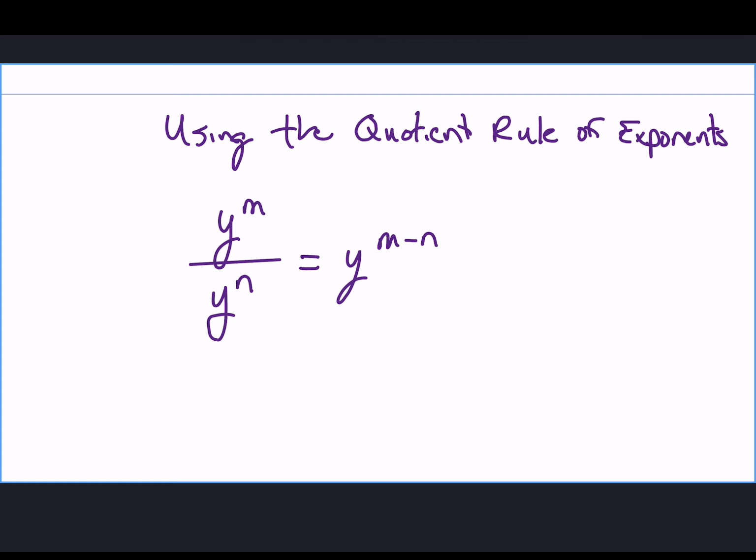So m is always going to be first? The numerator's power will always be first, yes. And the way we'll discuss that in the future is that the exponent in the denominator is what we subtract, because that would be a negative exponent if it were written in the numerator. And this is true as long as m is bigger than n. So if we end up with a negative exponent, we would put that positive exponent in the denominator.